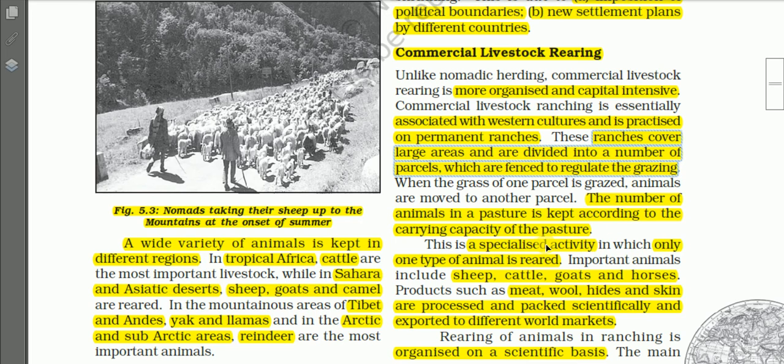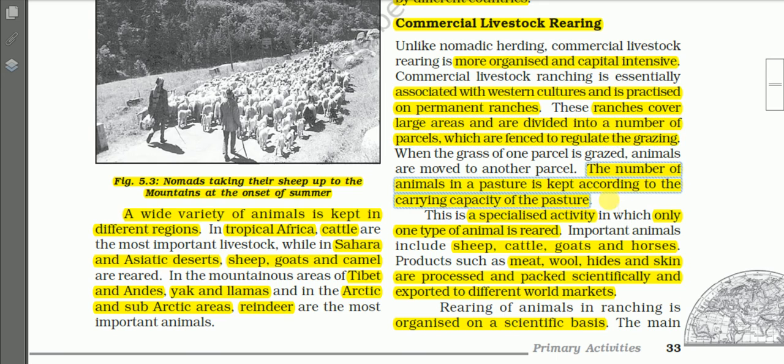When the grass of one parcel is grazed, animals are moved to another parcel. The number of animals in a pasture is capped according to the carrying capacity of the pasture. So according to the size of the pasture, the number of animals is capped. So this is another important feature.